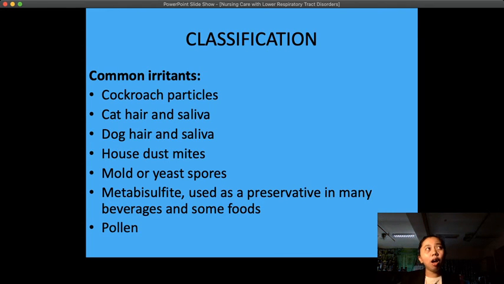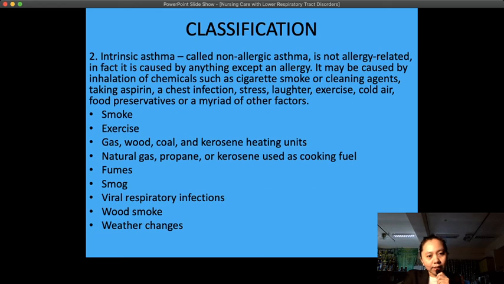So when you interview a patient with asthma, you would ask, Ma'am, may pusa ba kayo? Or may aso ba kayo? Or may molds? Not really. You'd really not ask if they have molds in their houses. But you would be asking if the child or the person with asthma was exposed to allergens.